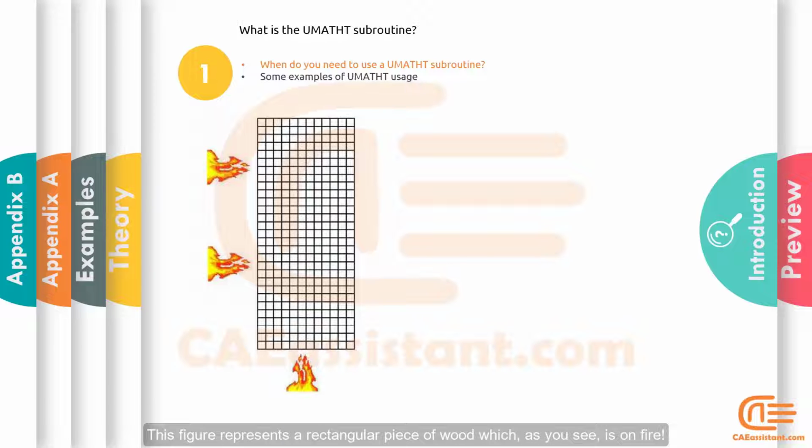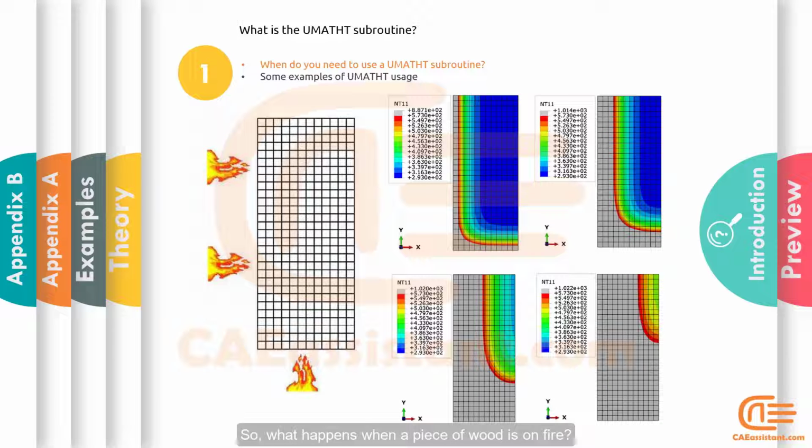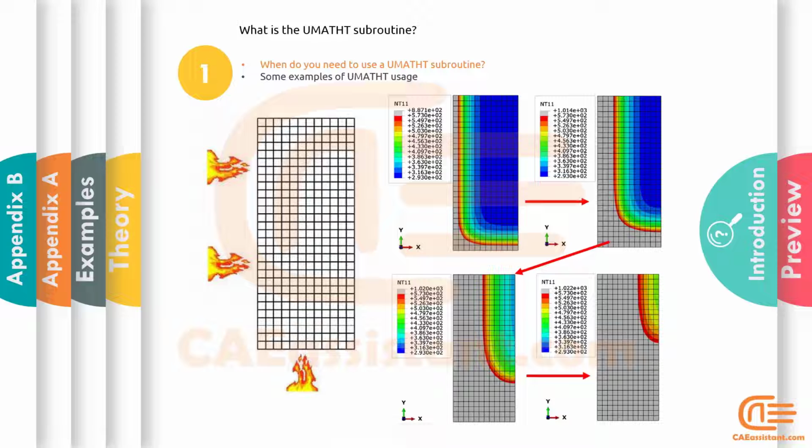This figure represents a rectangular piece of wood which, as you see, is on fire. So, what happens when a piece of wood is on fire? It burns and converts to char, which you can see in this figure. The gray parts represent the char, and you can see the temperature distribution after 30 minutes of fire exposure.